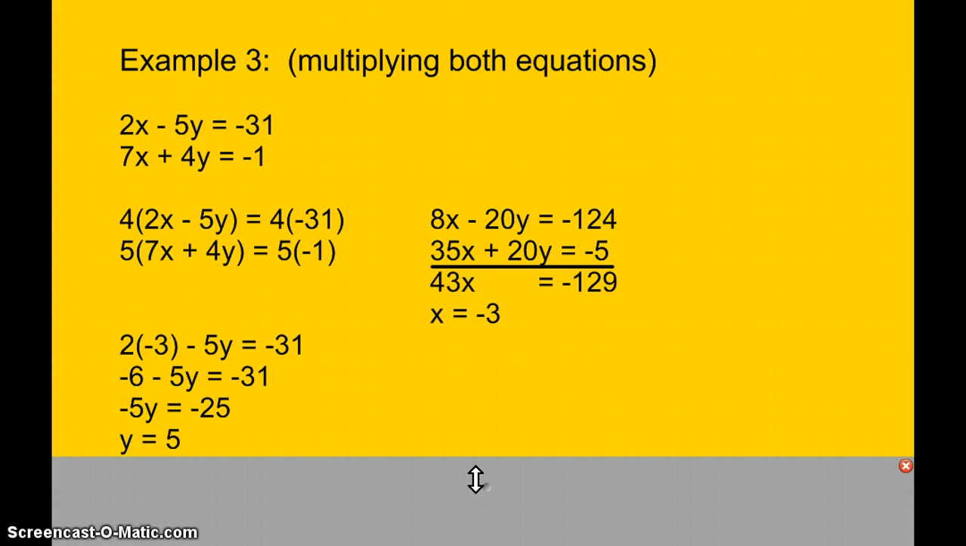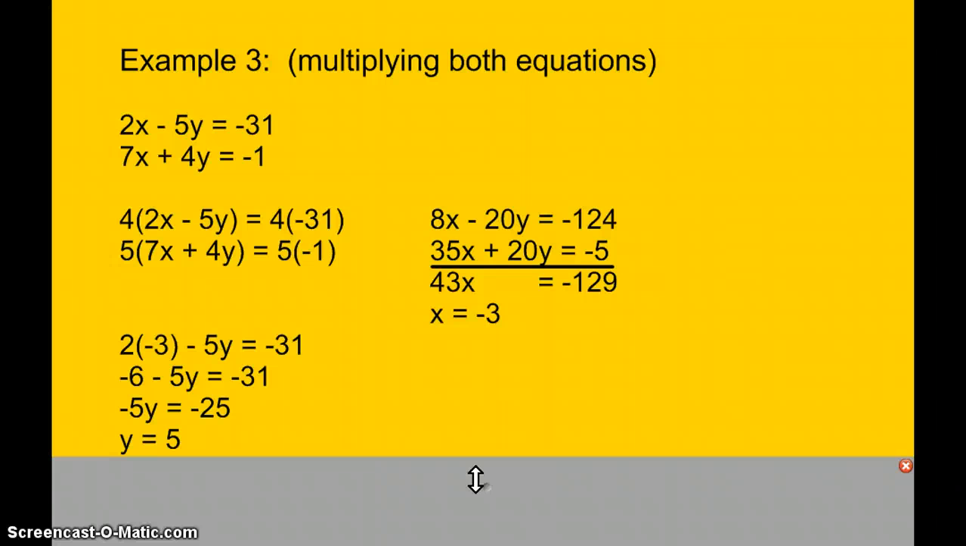Now some of you are probably wondering, you looked at that and you might have said, well, I would rather make 2 and 7 both into 14, and I could multiply the top equation by 7 and the bottom equation by negative 2 and eliminate the x's. And if you did that, you would be exactly correct. You can do either method. You can eliminate either variable first.